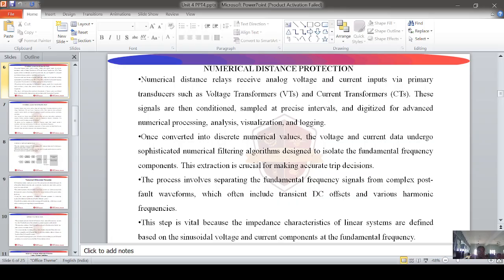Working of numerical distance protection. In short, it uses CT and VT to get current and voltage signals. The signals are sampled, digitized and processed. This process involves separating the fundamental frequency signals from complex post-fault waveforms, which often include transient DC offsets and various harmonic frequencies.